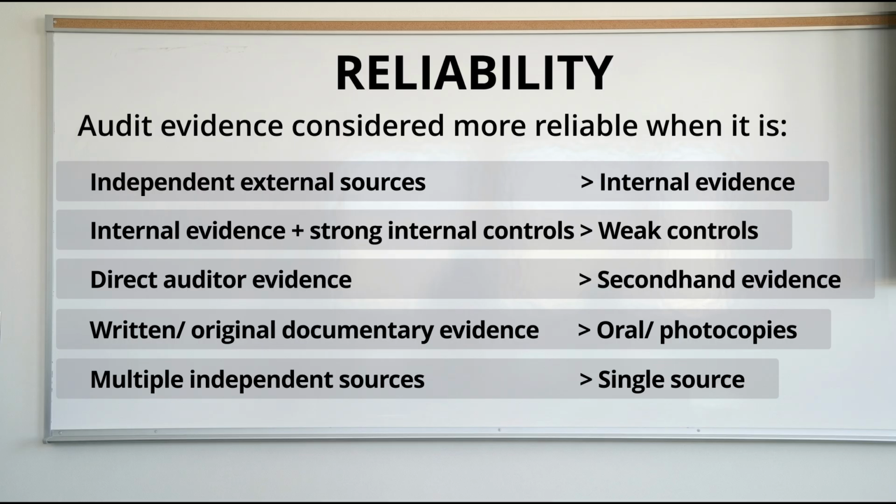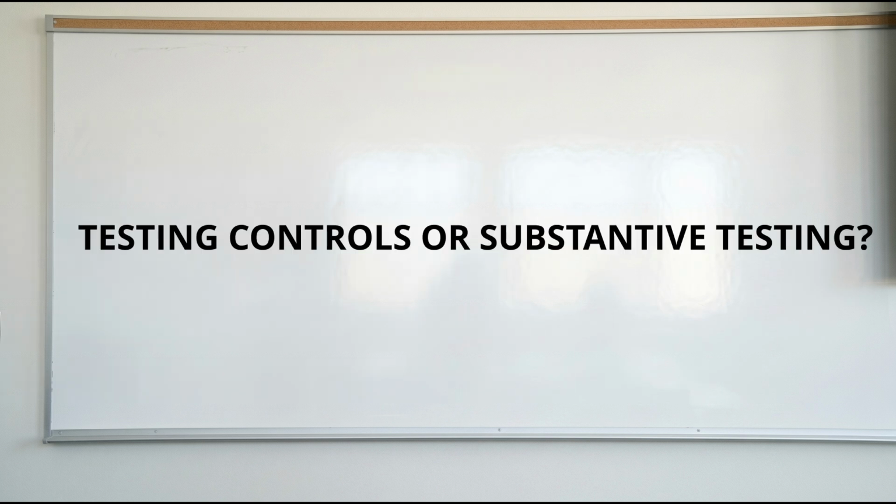Think about it like building a court case. One witness is a start, but 5 independent witnesses all saying the same thing gives you proof. Before you pick any audit procedure, you have to answer the primary decision gate under ISA 330. Are you testing controls, or are you performing substantive testing?